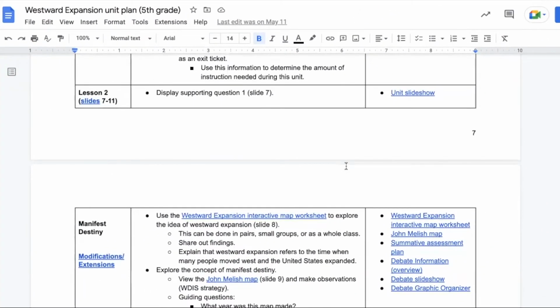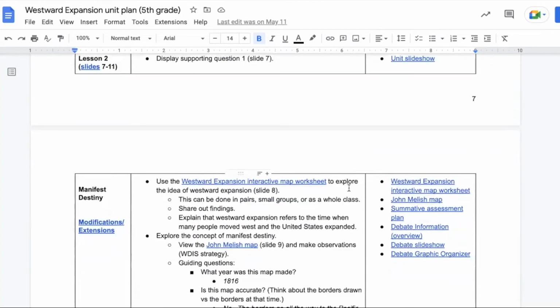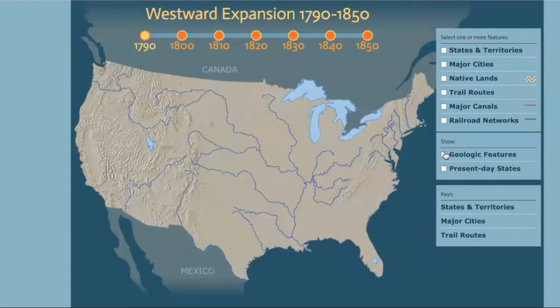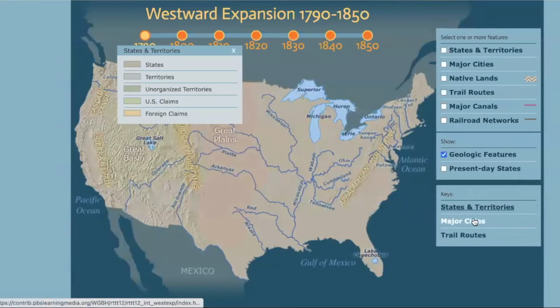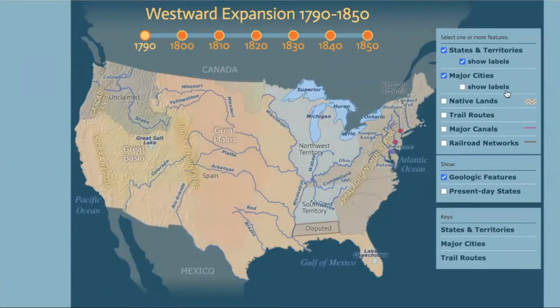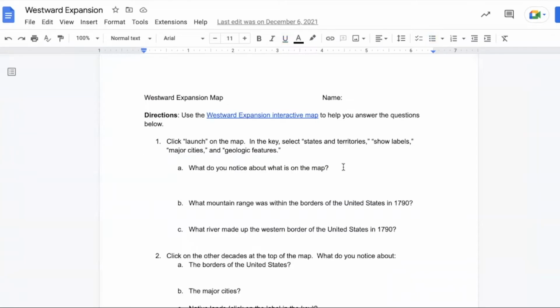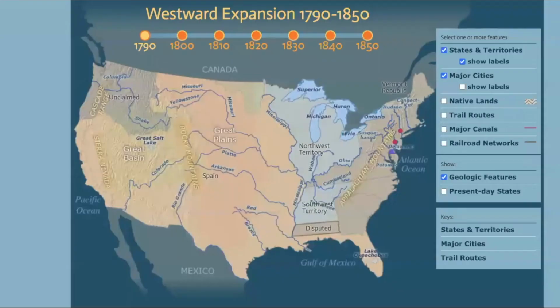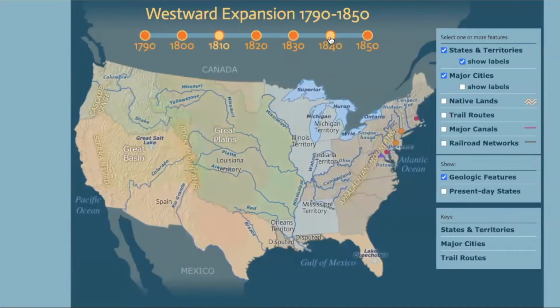Lesson 2, we go through supporting question 1, and then we use the westward expansion interactive map worksheet to continue to explore this concept. So here students can launch the map, and then we follow what the directions say. So geologic features, states and territories, show labels, and major cities. Students are going to want to write down what they notice about the map, figuring out what mountain range was within the borders in 1790 and what river made up the western border of the United States in 1790. Then in question 2, they try out the different decades at the top of the map and answer the questions based on the changes they see.